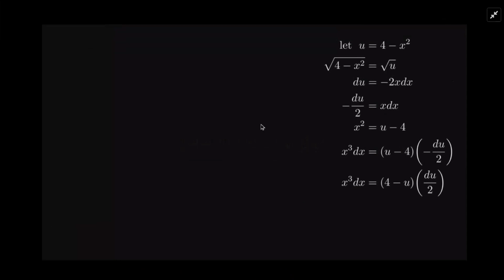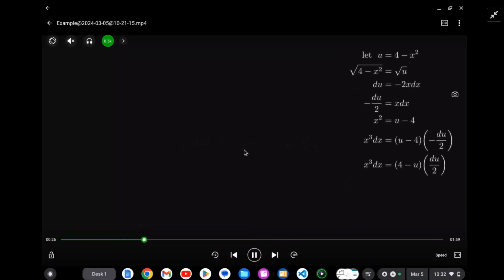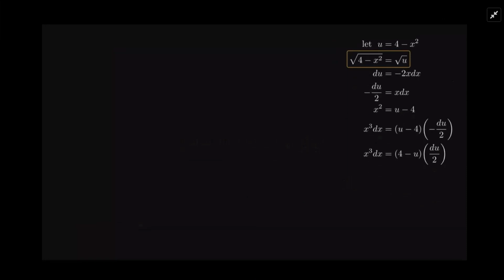Okay, what did I do there? I just switched the negative sign. I took the negative sign out and distributed it here. Okay. So now we've got our two substitutions. That's the denominator, and that's our numerator.